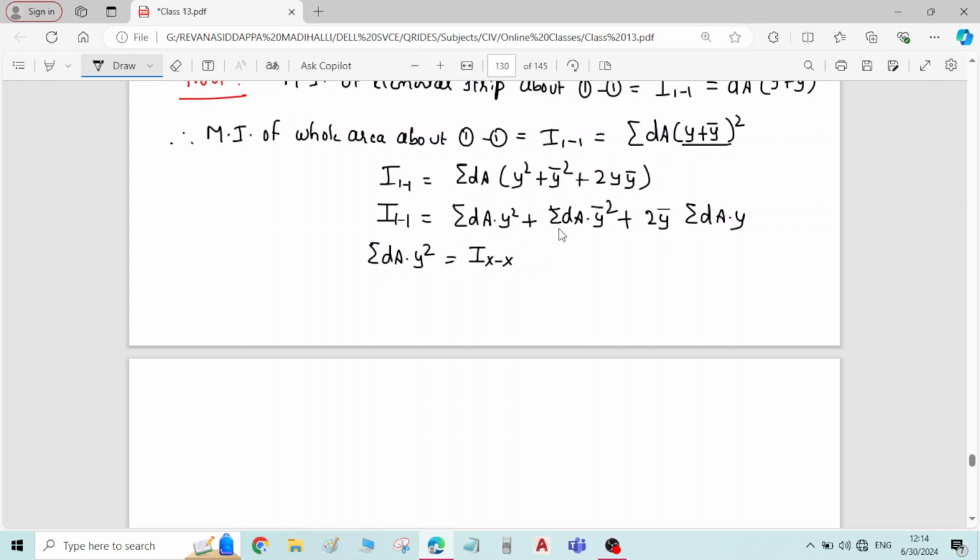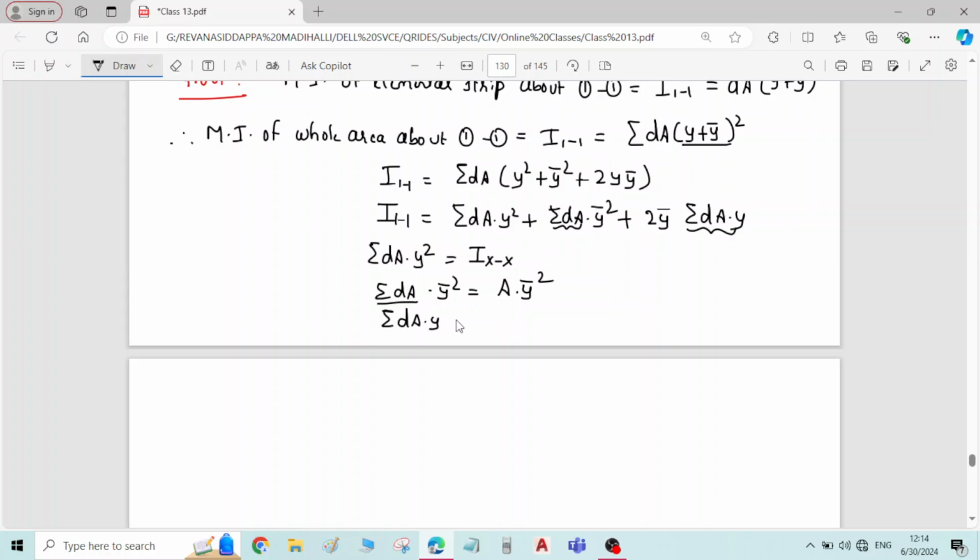So in this second term, sigma dA into y bar square is there, no? Sigma dA is nothing but the total area into y bar square. Okay, sigma dA I have rewritten as total area capital A into y bar square. Coming to this third term, sigma dA into y.